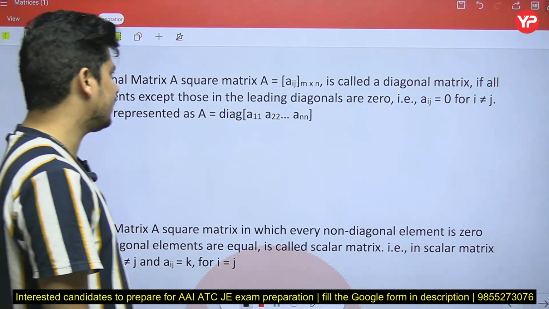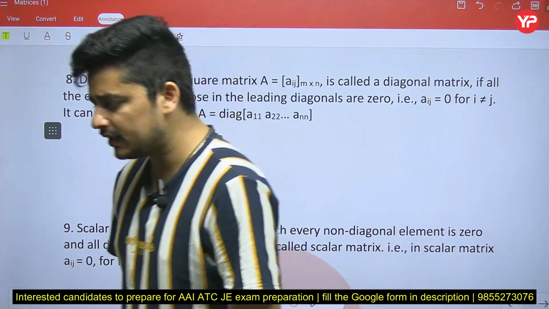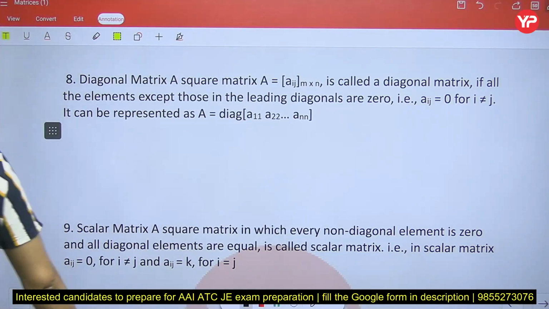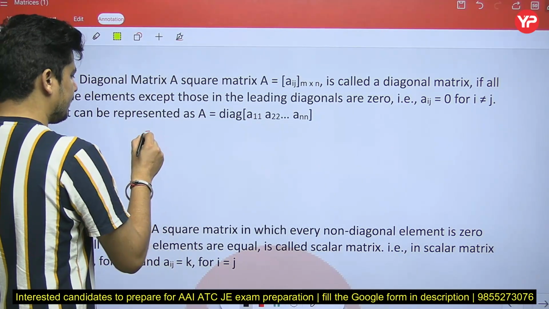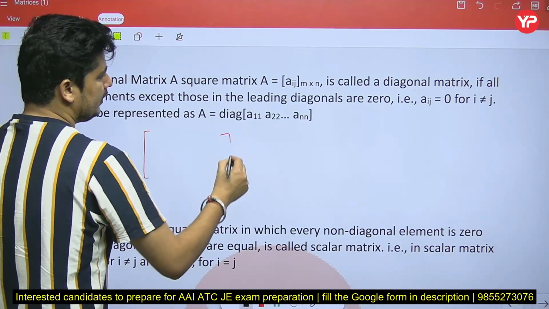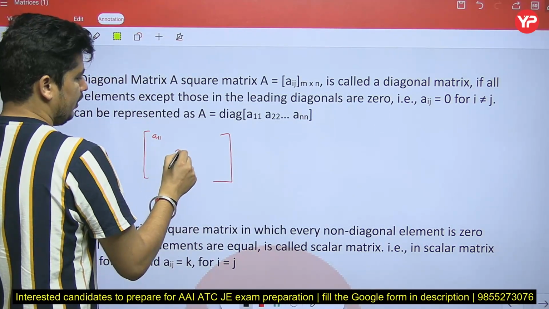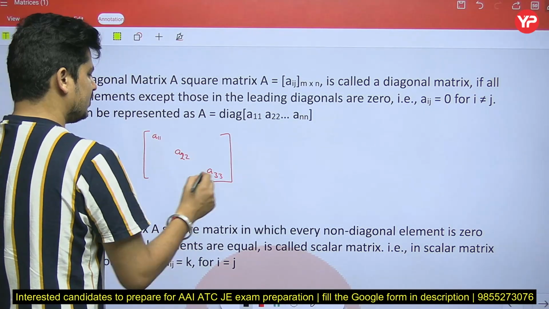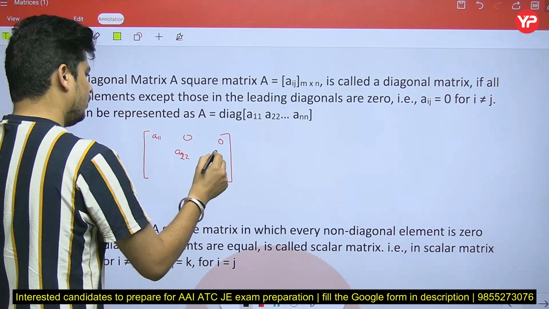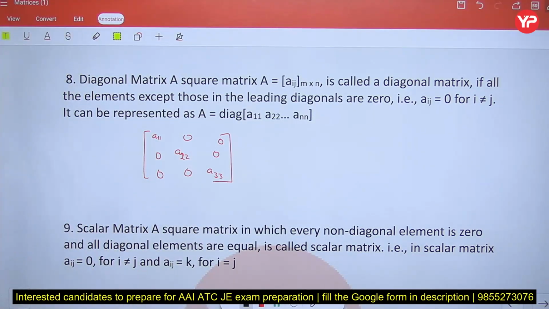Next is diagonal matrix. That is important. Diagonal matrix is only defined for a square matrix. So inside the diagonal matrix, what happens? All the diagonal elements are non-zero: A11, A22, A33. Let's take it as a 3 cross 3, and rest all the elements are 0. So this matrix is called a diagonal matrix.